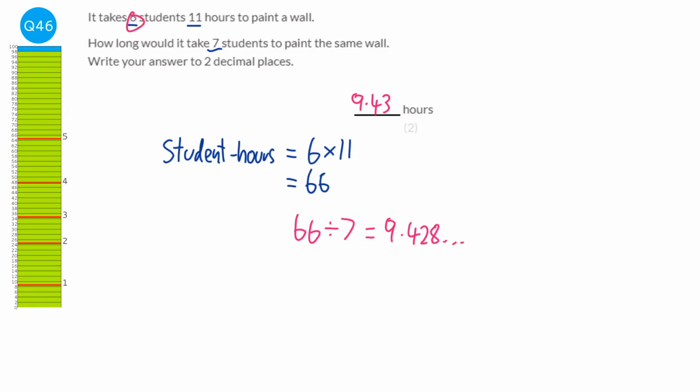Now check this makes sense. We've got 6 students and it takes them 11 hours. So we'd think if we had more students helping to paint the wall, it would take less hours. So we've gone from 11 hours to about 9.5.